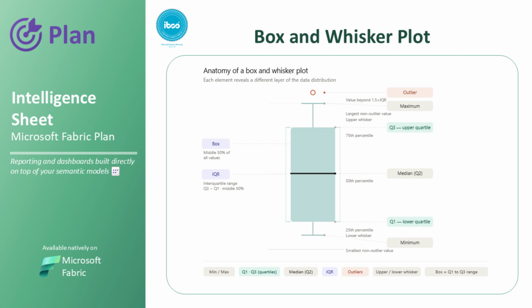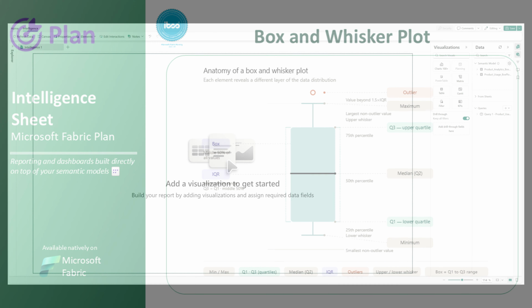In this video, I'll show you how to build a box plot directly on top of your Power BI semantic model in Fabric Plan's intelligence sheet, and how it cross-filters with a matrix table that drills into your semantic model dimensions, so you can analyze distributions and explore supporting detail on the same canvas.